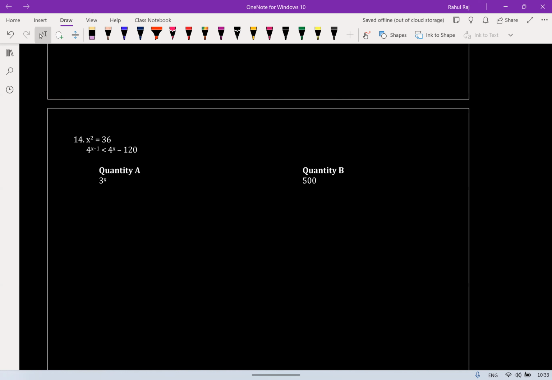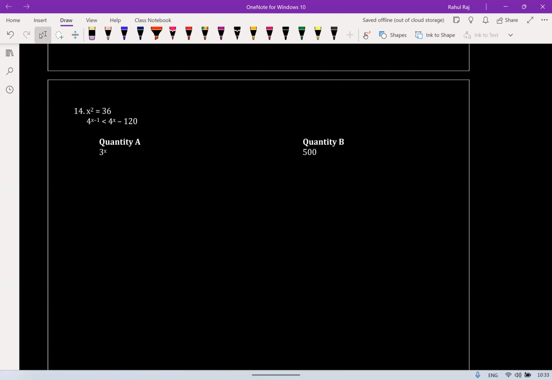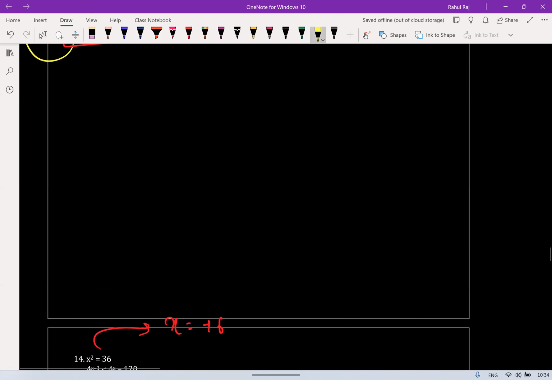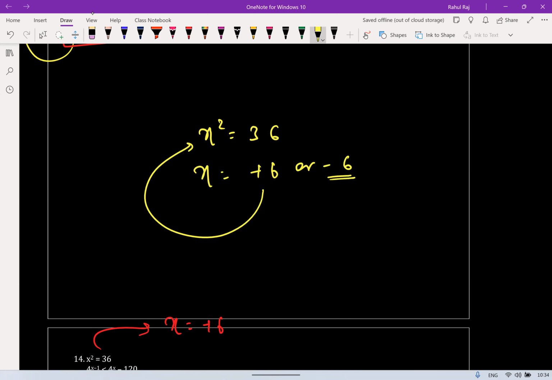Can we do this, please? Number 14. x square is 36, so you can deduce that x is equal to 6, right? Absolutely, x is equal to 6 or minus 6 also. I didn't consider that, but we'll have to consider it. Because when I put x is equal to plus 6 or minus 6, over plus 6, LHS is equal to RHS. Put minus 6 over here, LHS is equal to RHS.